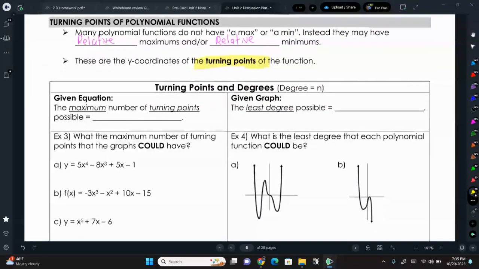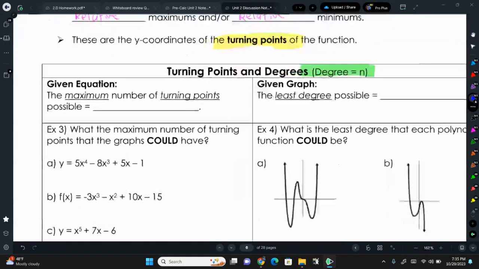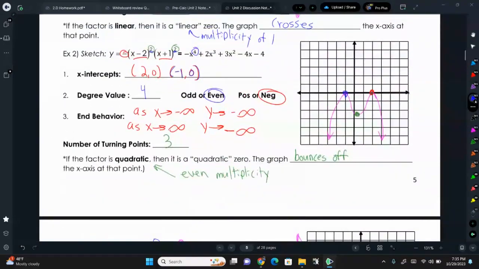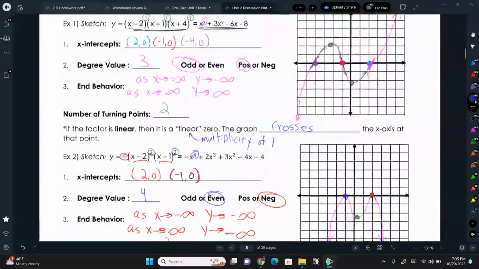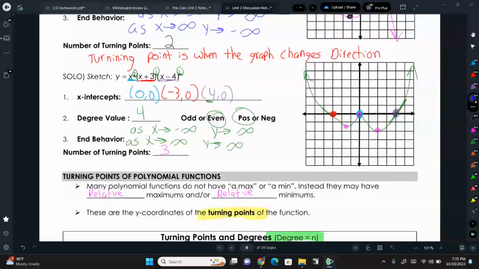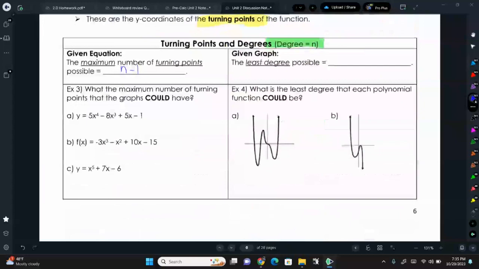So if our function has a degree of n, what that means is that there could be n possible zeros, but n minus 1 possible turning points. If we look at these, the degree is always bigger than the number of turning points. And for all of these examples, the number of turning points was 1 less than the degree. That's not always going to be the case, but the number of turning points cannot equal the degree value.